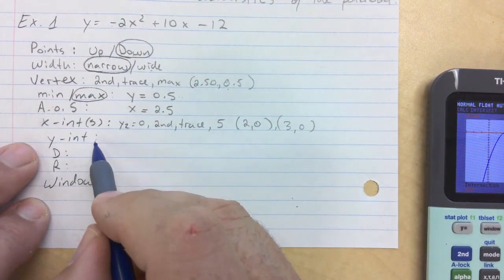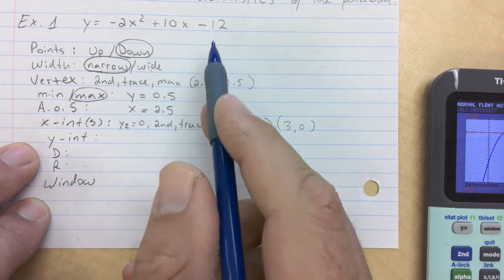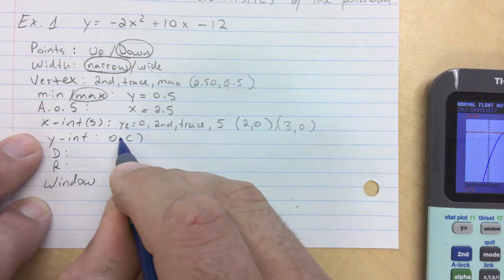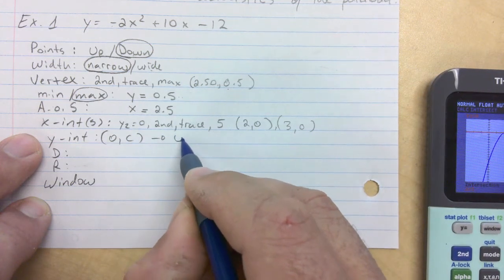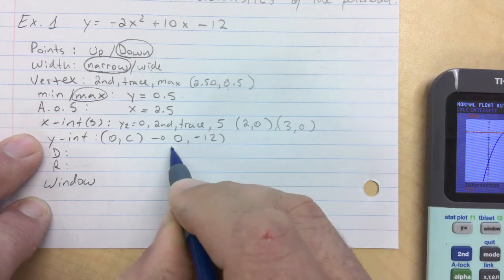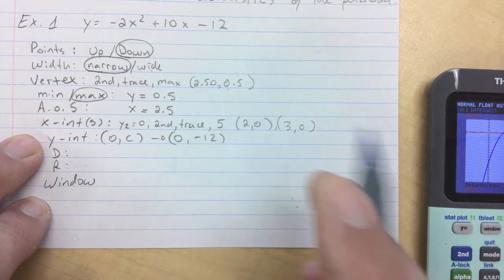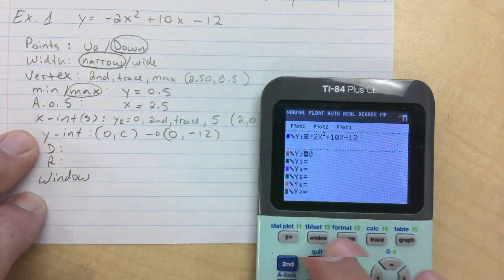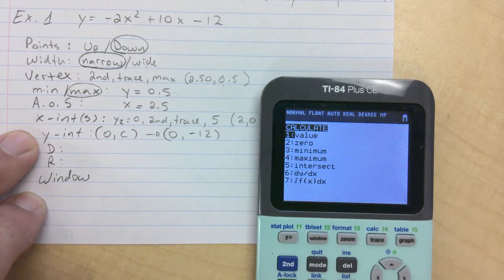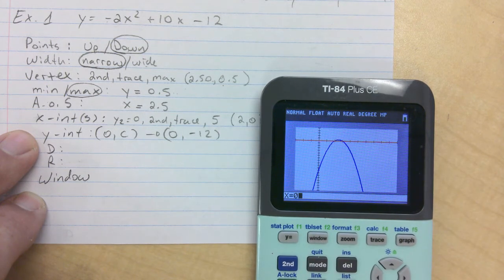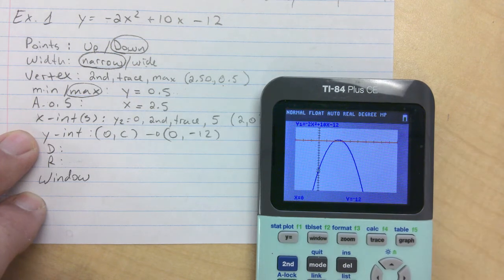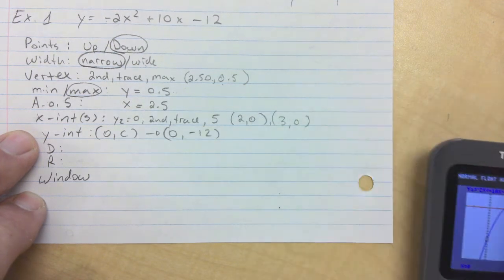Okay. My y-intercept, you can just go look at this and just write down it's 0, negative 12. And if you don't like that, just use your calculator, right? Second trace 1, x is equal to 0, it will give you negative 12, just like we did before.